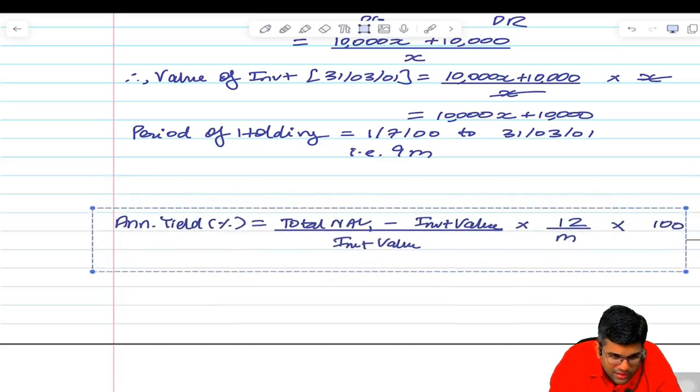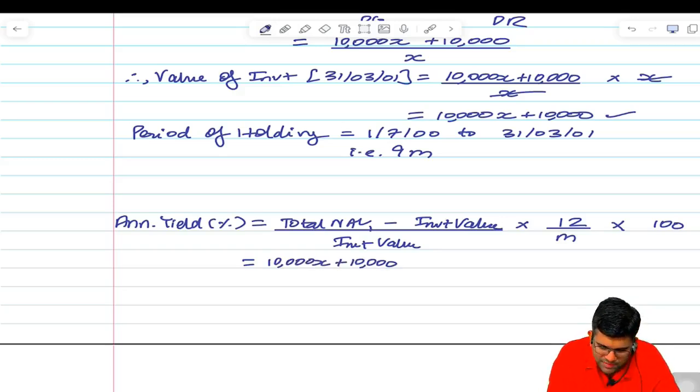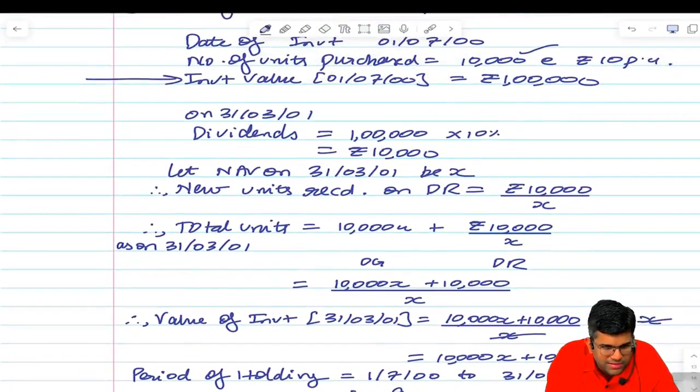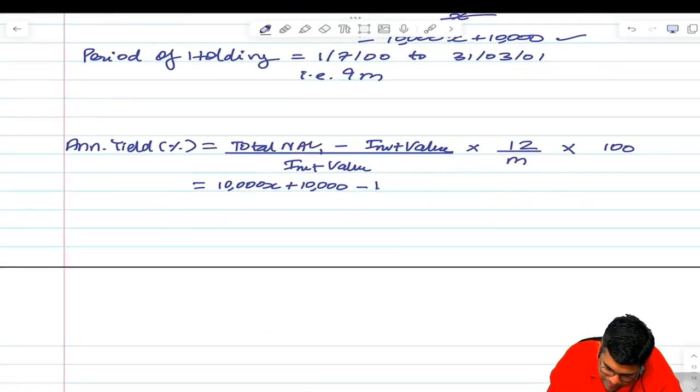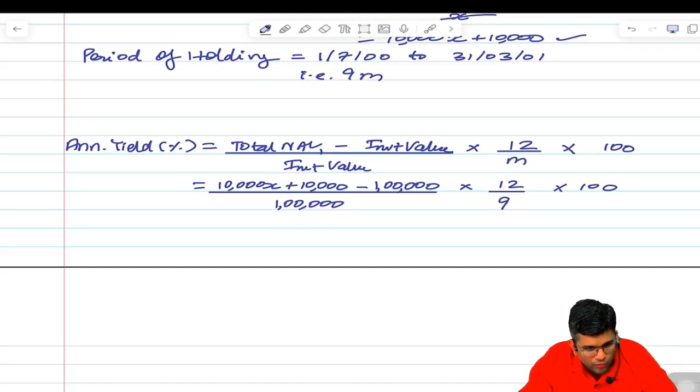Everyone ready? Clear? Okay. So tell me, what is my total NAV at the end? Total NAV is the number of units multiplied by NAV per unit. So 10,000 X plus 10,000 is basically total NAV, minus the investment value, which is rupees 1 lakh, the whole upon 1 lakh into 12 by 9 into 100. This should give you the annualized yield over this 9 months period.